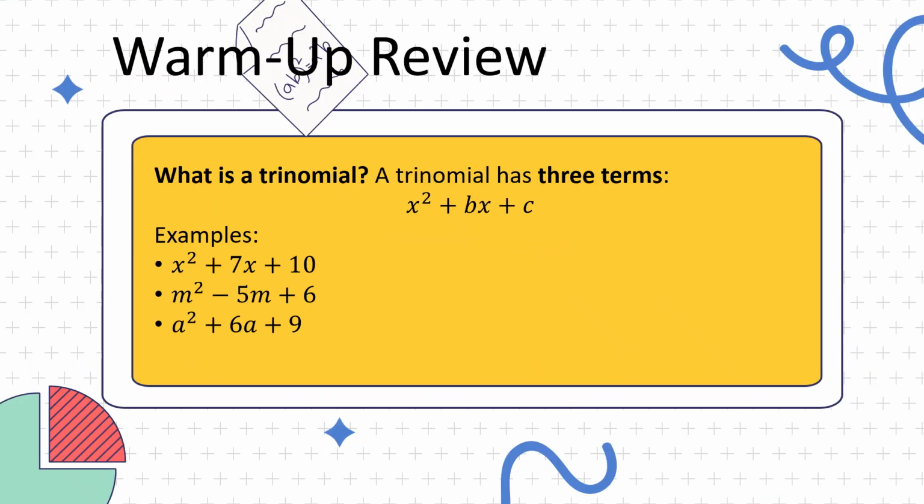All right, so what is a trinomial? A trinomial has three terms, like x squared plus bx plus c. Examples: x squared plus 7x plus 10, m squared minus 5m plus 6, a squared plus 6a plus 9.